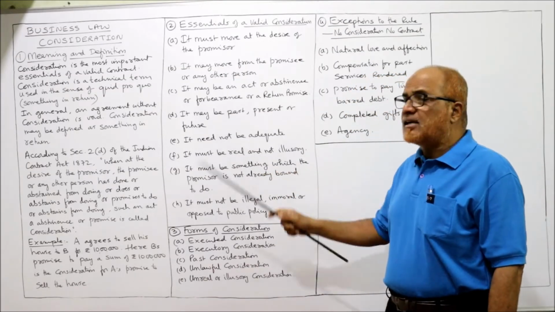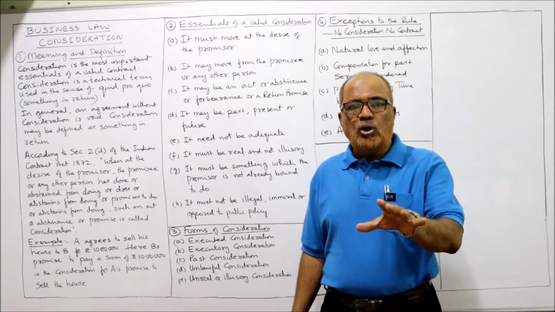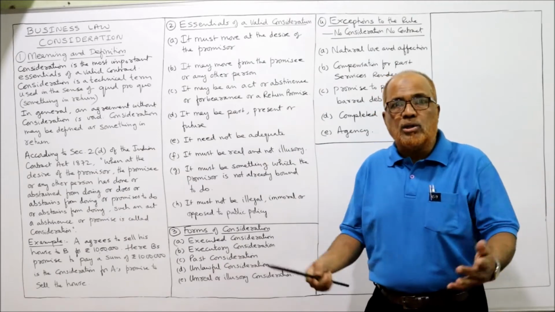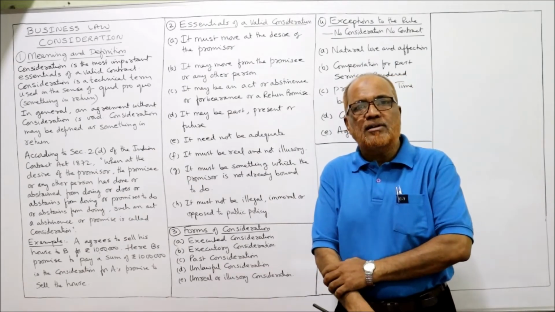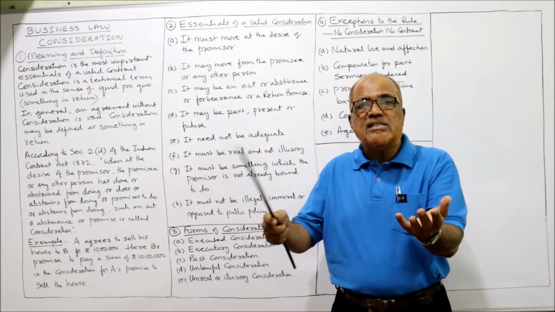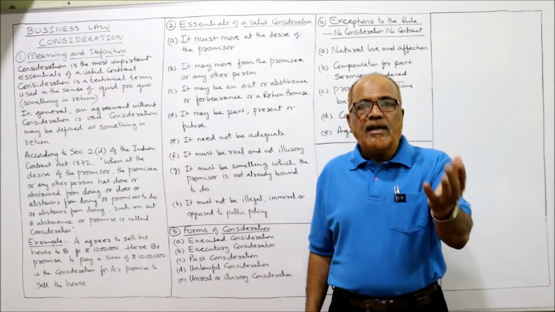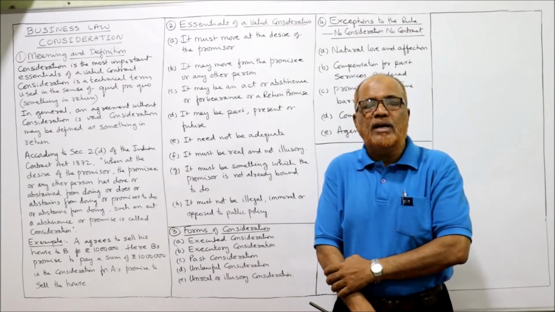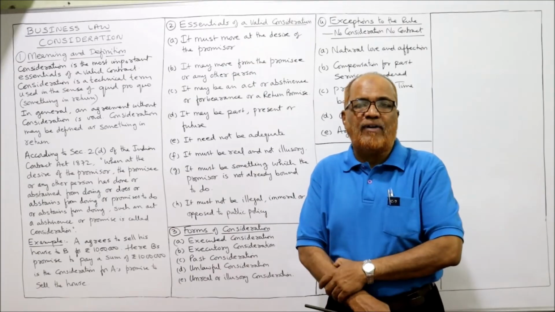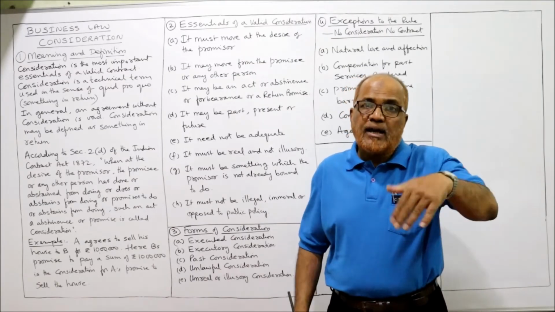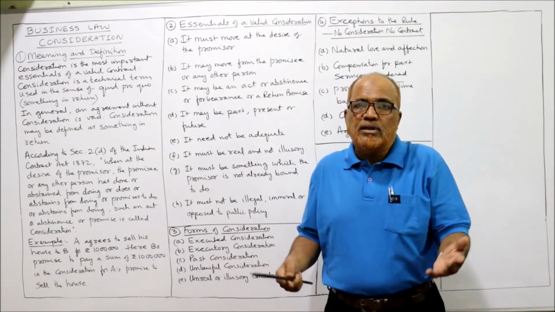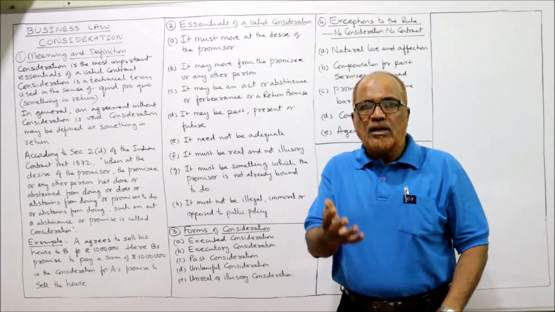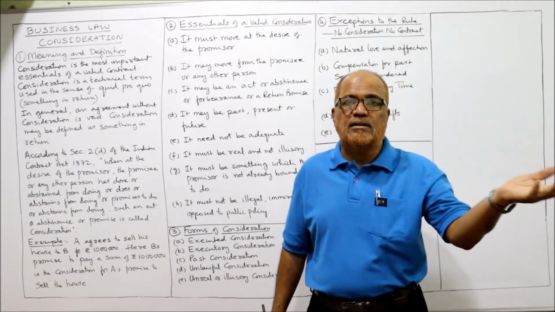It may be past, present or future. The consideration does not necessarily have to be present. A past consideration also is a consideration. For example, A found B's wallet, and A has returned it to B. Now B promised that I will pay you a certain reward because you have returned my wallet. The consideration was already a past one. So it is an enforceable contract between A and B. It is not a present consideration, it's a past consideration.